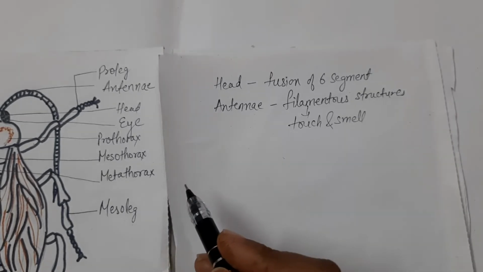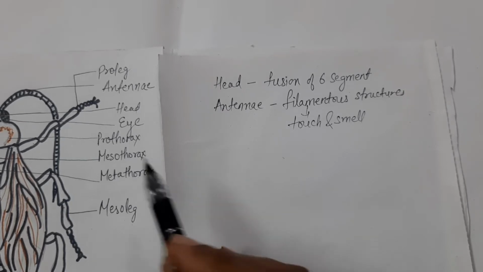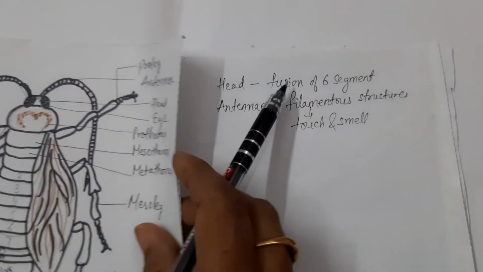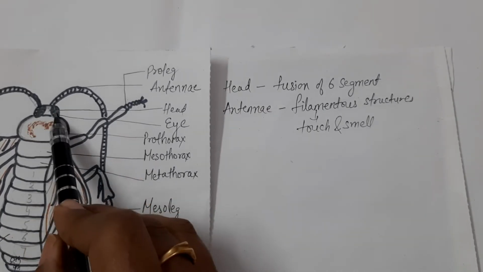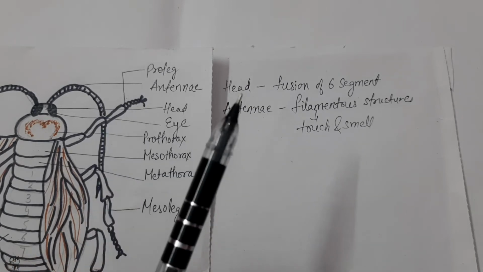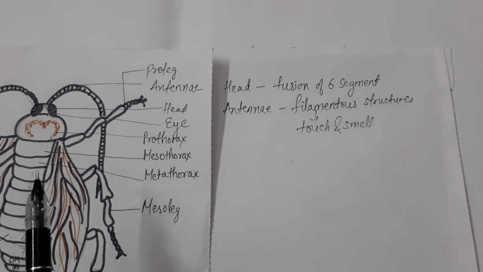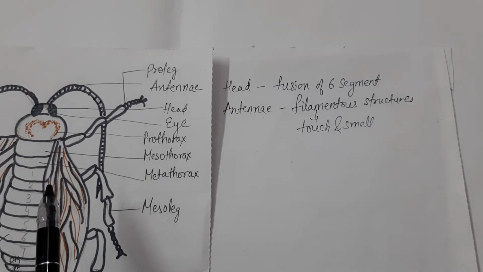Then next is about the eye. The eye is a black colored kidney shaped structure placed lateral to the head. These eyes are compound eyes. Mouth parts are adapted for biting and chewing all types of organic food. So the mouth has many parts which will help the organism to feed on organic substances.